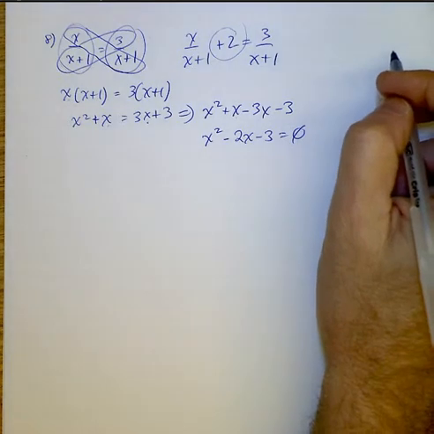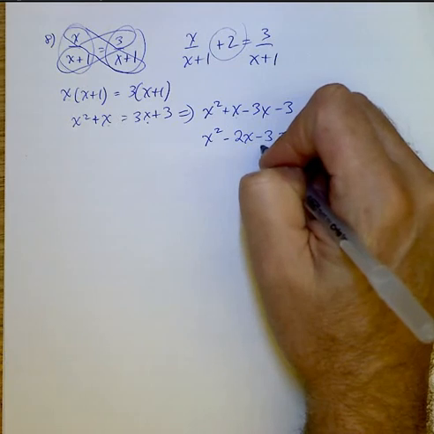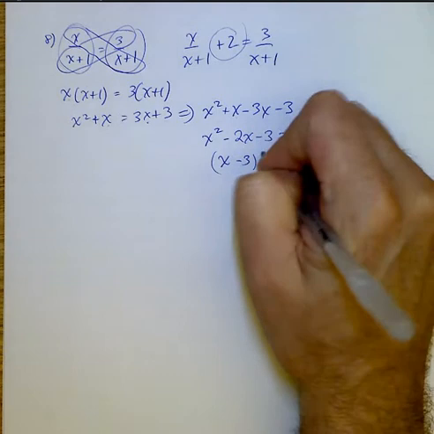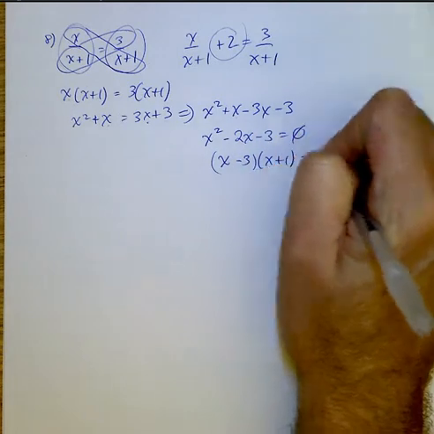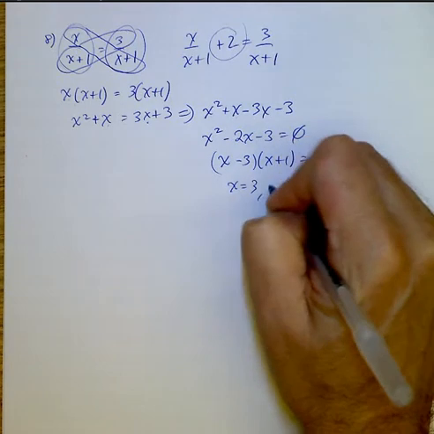Now you have to factor this in order to solve it. Two numbers that multiply to negative 3 and add to negative 2 give us this factoring: x minus 3 and x plus 1 equals 0. Set each parenthesis equal to 0, and we'll get x equals 3 and x equals negative 1.